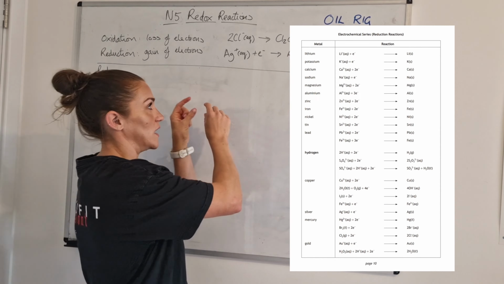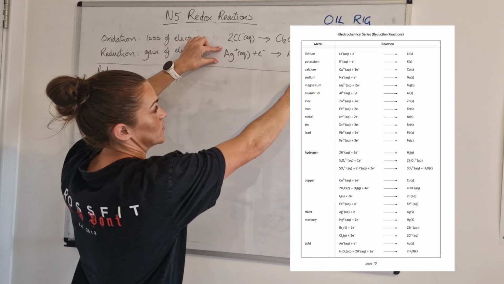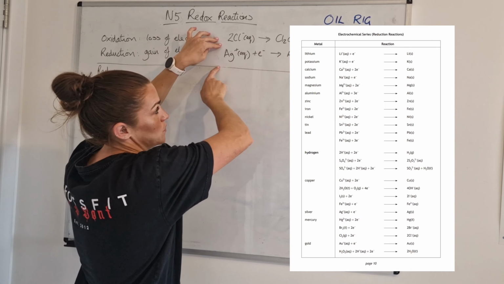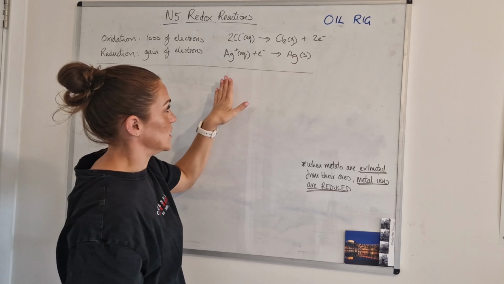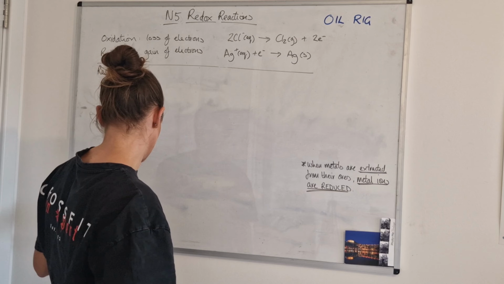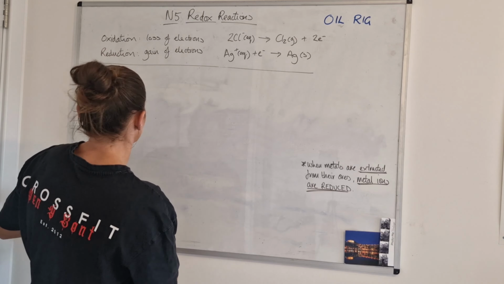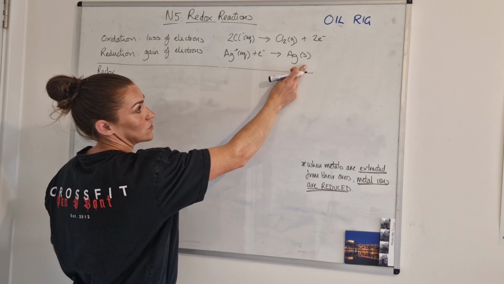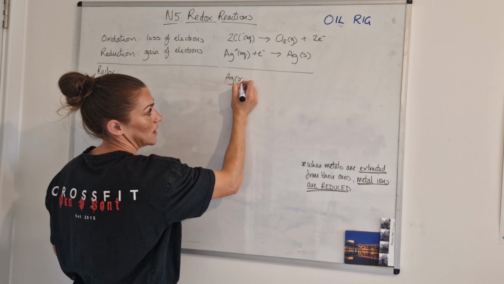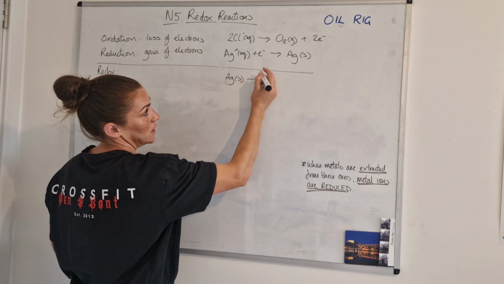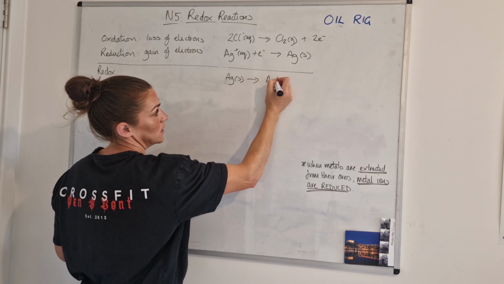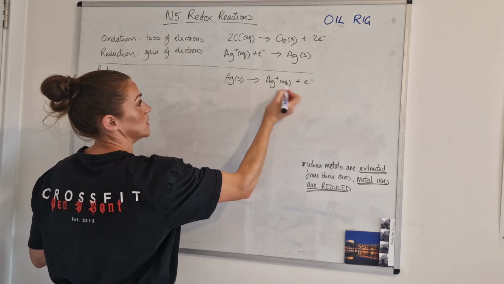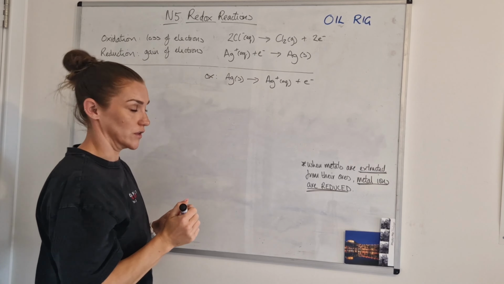If your reaction going from left to right is a reduction, then writing it backwards would be an oxidation. So if I had Ag solid here, I'll write it down. If this is the reduction reaction shown in the data booklet and I want the oxidation, I just write it back to front. So Ag(s), then the arrow, then Ag+ plus 1 electron, and that would be the oxidation version.